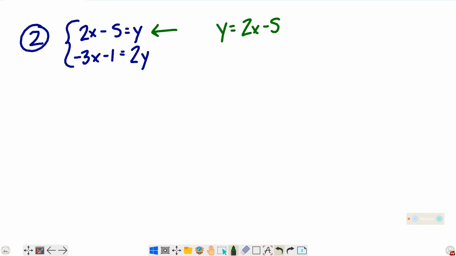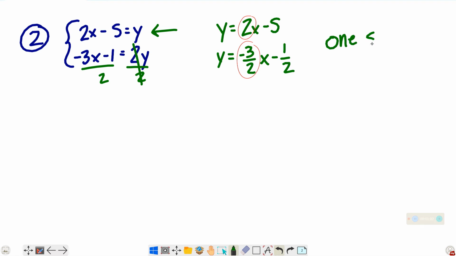To change the second one, all we have to do is divide both sides by 2. The 2's divide out, so I have y equals negative 3 over 2x minus 1/2. The slopes here are different, which means they will cross at some point. So there is going to be one solution. And it is our job to figure out what that solution is.